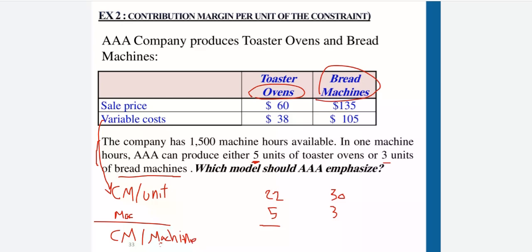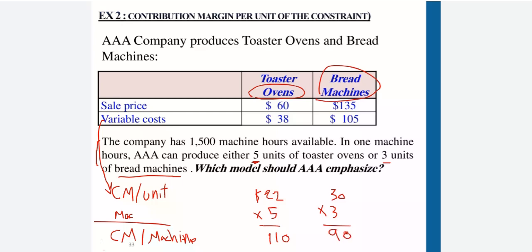Per unit is $22. But for each machine hour I can produce 5 units, so I have to multiply. Right? So 22 times 5 it will be 110. 30 times 3 it will be 90. So my decision will be based on what?